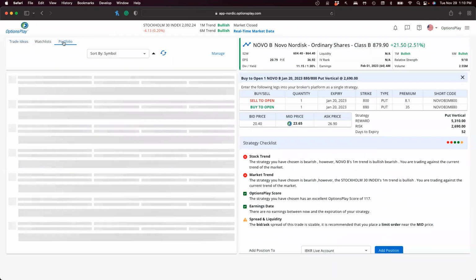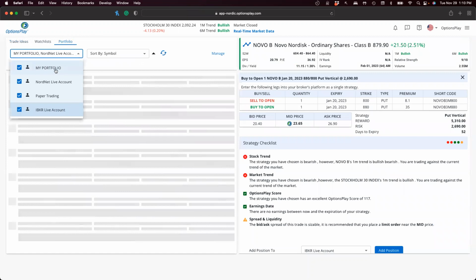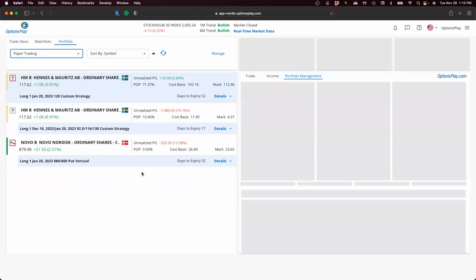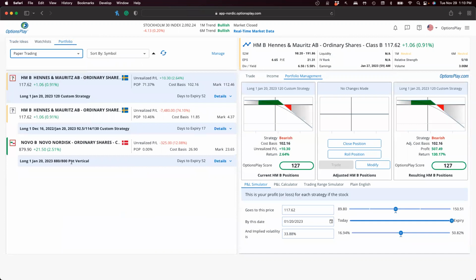And when you click on your portfolio tool, you can even select the specific portfolio you added it to and view just your paper trading portfolio, for example, and see this Novo Nordisk 880 by 800 put vertical that I just put on and track the P&L of it, right? You can actually track this trade over the next 52 days between now and the expiration date until you decide, okay, it's time to close out my position.